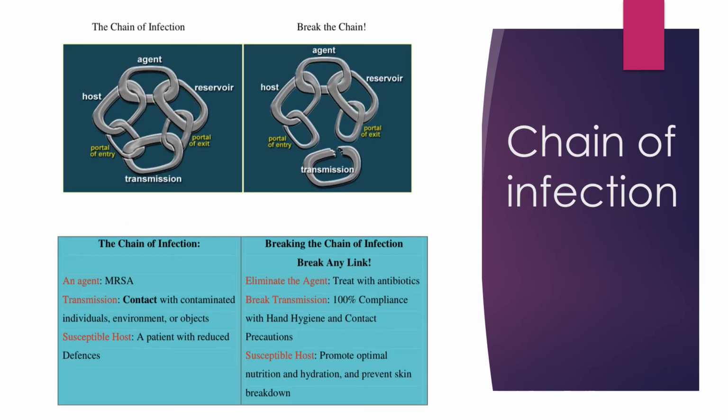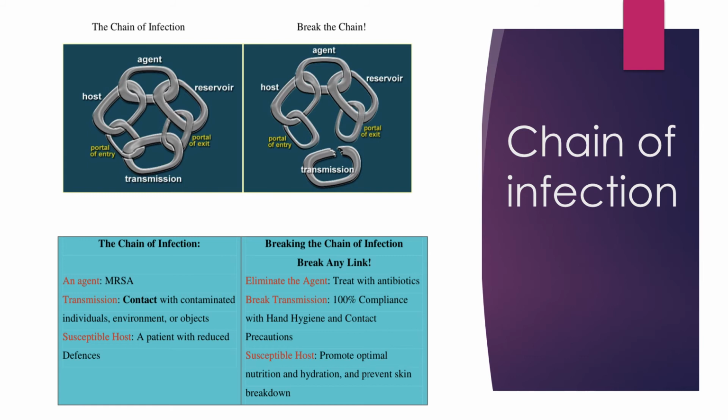Here's the chain of infection. The chain of infection, the agent is MRSA. How is it transmitted? Contact with contaminated individuals, environment, or objects. Susceptible hosts, a patient with reduced defenses, individuals with weakened immune systems.